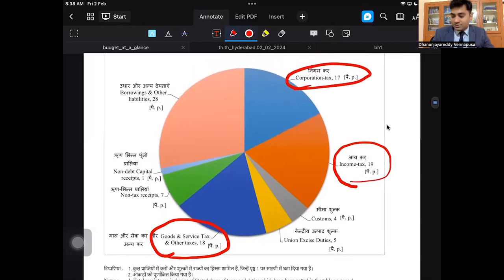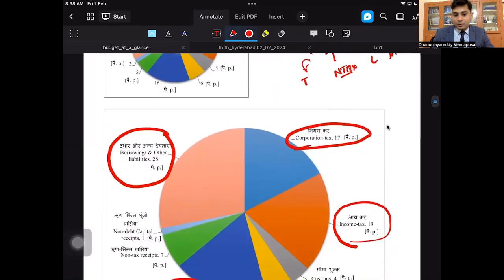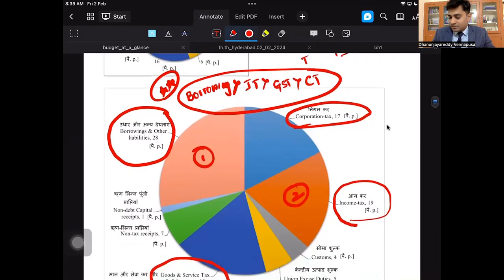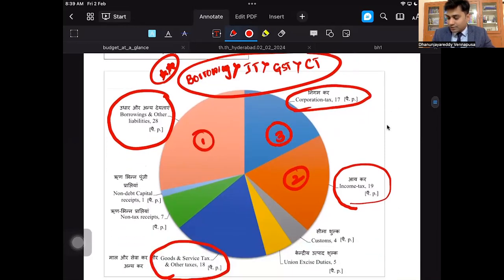And out of all these things, the highest money is coming from borrowings. So if you want me to arrange this in descending order: money is coming highest from borrowings, that is capital income, followed by income tax, followed by GST, followed by corporation tax. This is the order that you have to remember. So borrowings is highest, followed by income tax. Sorry, this is followed by GST, and this is followed by corporation tax. These are the things that you have to remember.